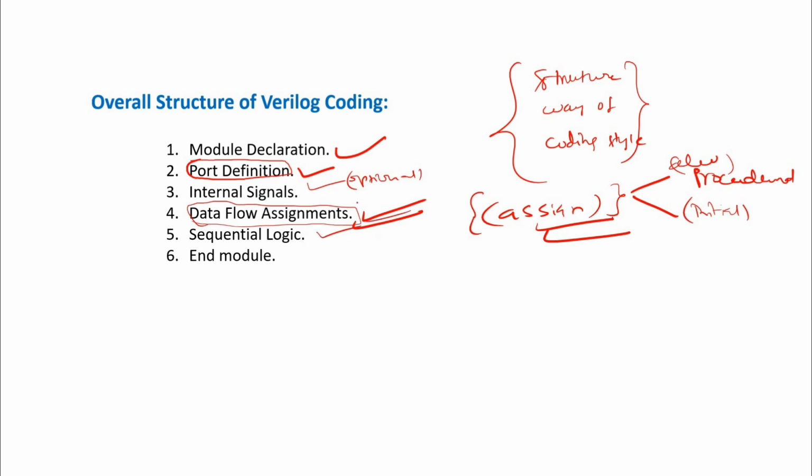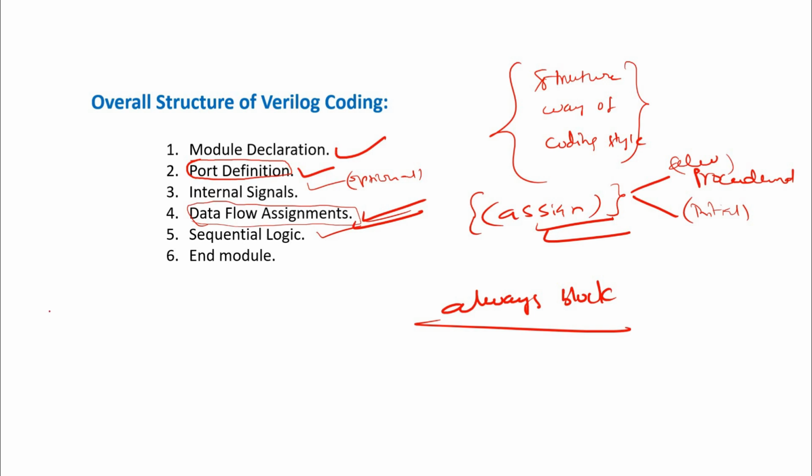And the next thing is sequential logic. If the module contains sequential logic such as flip-flops and registers, it is typically written with an always block. Whenever we are going to design systems like flip-flops, Mod-N counters, shift registers, FSMs and all, those come under sequential logic. In that sequential logic, we are using an always block.